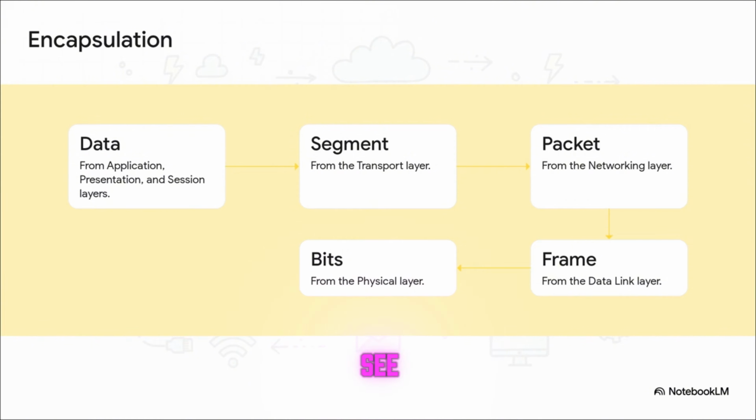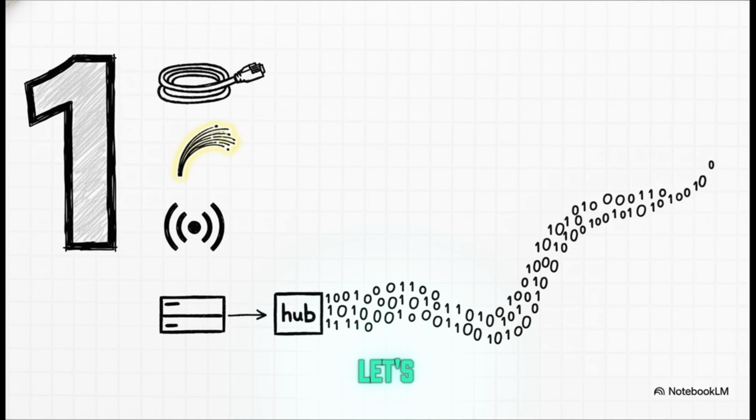And you can see that journey right here. Your message starts as just data. The transport layer bundles that into a segment. The network layer pops that into a packet. The data link layer puts a wrapper on that and calls it a frame. And finally, the physical layer chops it all up into bits, just ones and zeros, ready to fly across the network.